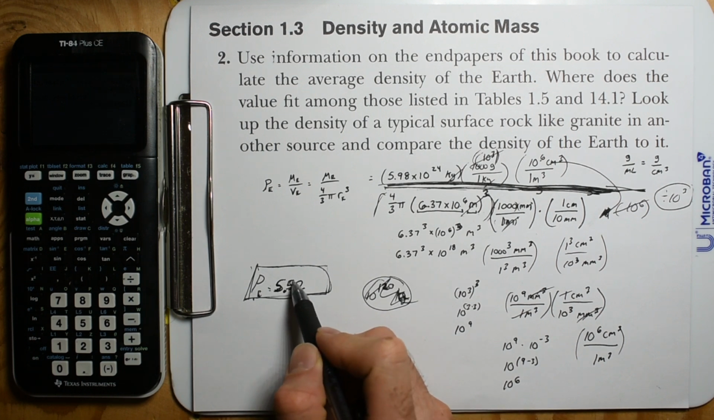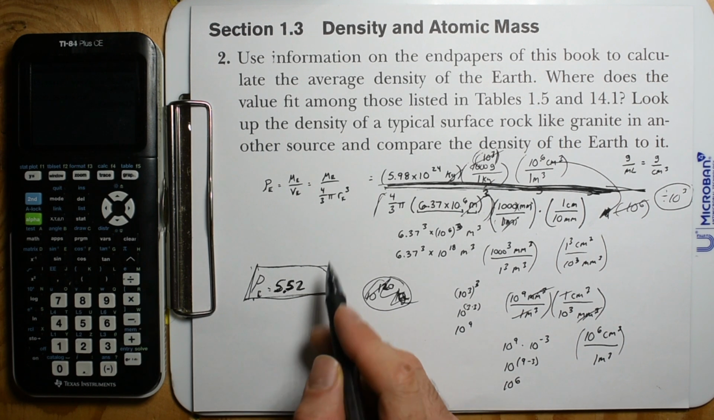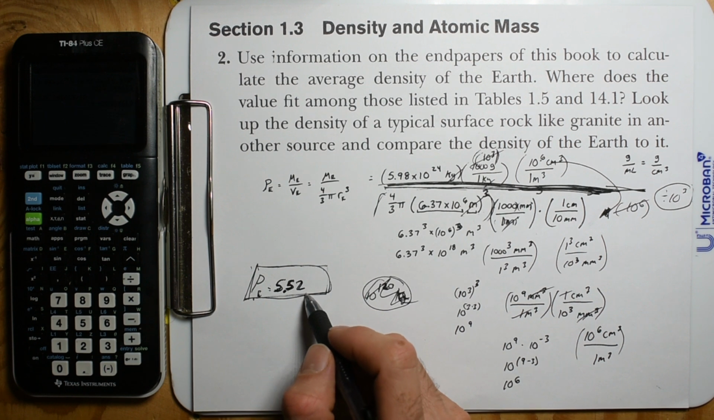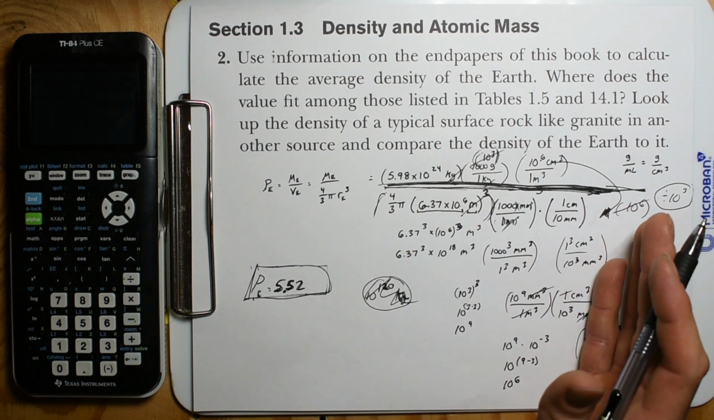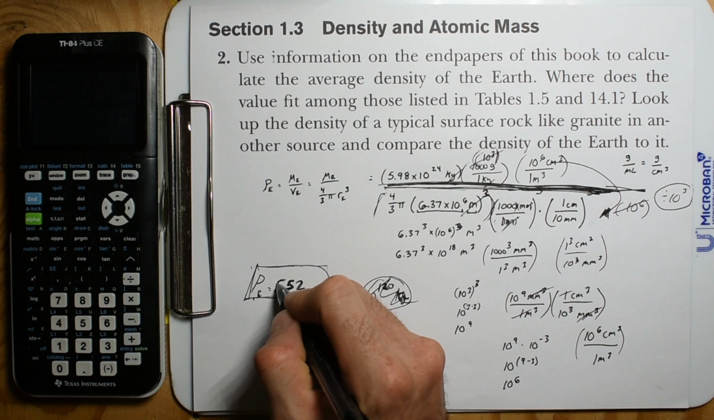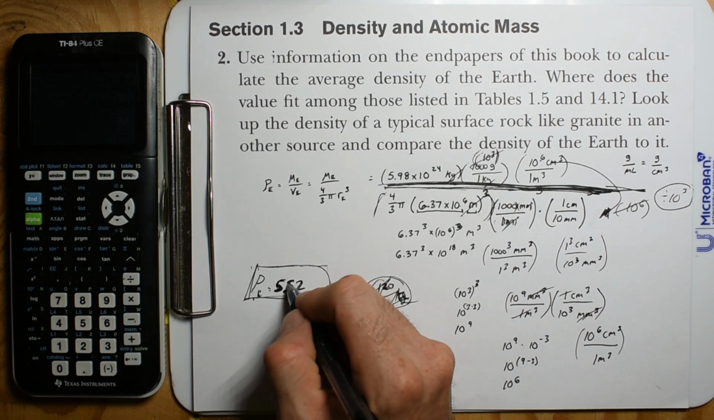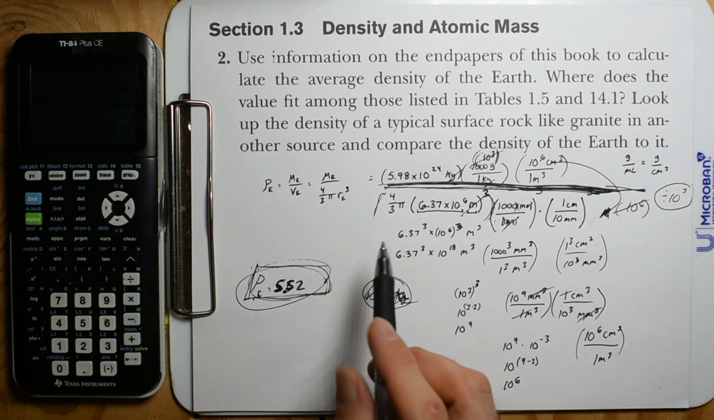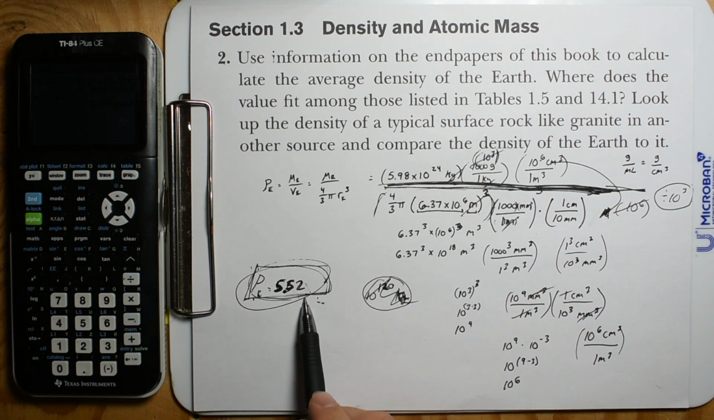I'd be really impressed if I could ever find out what Newton's guess was, and maybe how he developed that guess. Did he guess 4? Did he guess 5? Did he guess 6? And this answer is not in the back of the book, so 5.52.